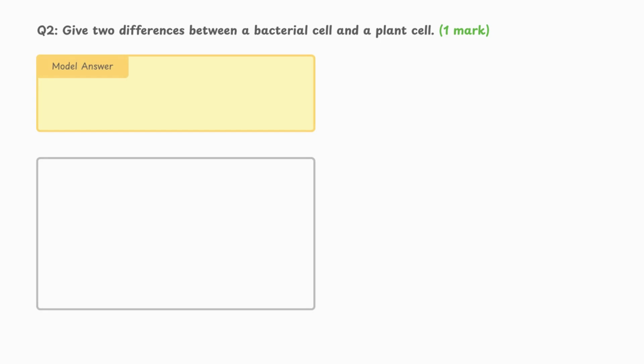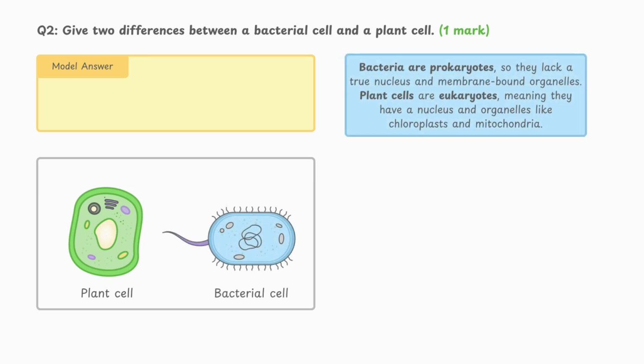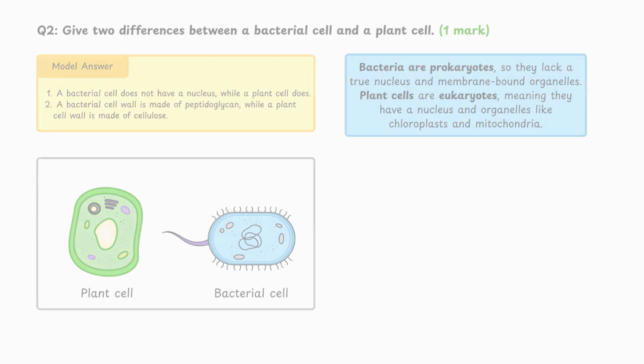Now, let's move on to another exam-style question. Give 2 differences between a bacterial cell and a plant cell. Notice that the plant cell contains a nucleus and other membrane-bound organelles, while the bacterial cell has a much simpler structure. Additionally, bacteria are prokaryotes, so they lack a true nucleus and membrane-bound organelles. In contrast, plant cells are eukaryotes, meaning they have a nucleus and organelles like chloroplasts and mitochondria. Therefore, the final answer is, a bacterial cell does not have a nucleus, while a plant cell does. A bacterial cell wall is made of peptidoglycan, while a plant cell wall is made of cellulose.